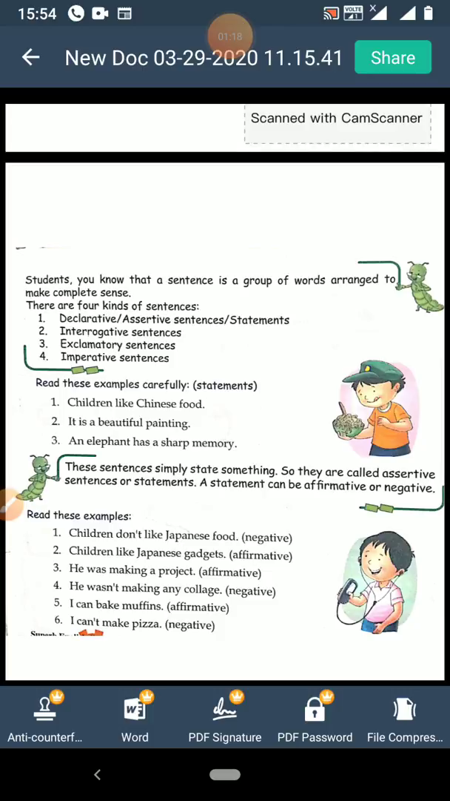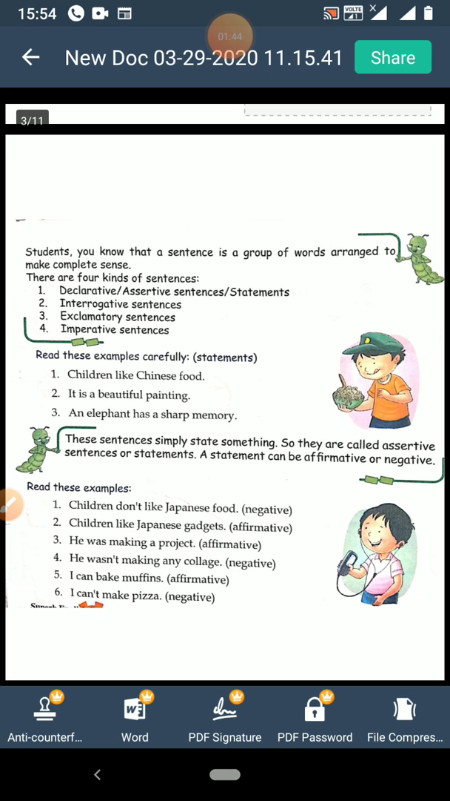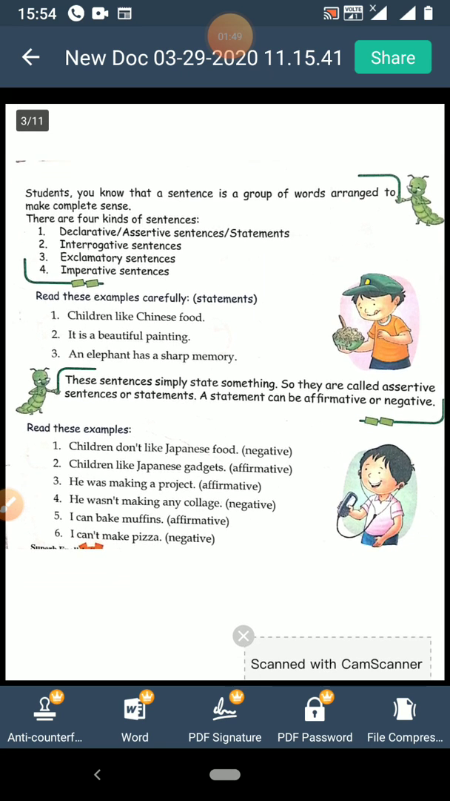Students, you know that a sentence is a group of words arranged to make complete sense. Now, in this video, we shall discuss different kinds of sentences. There are four kinds of sentences. Number one, simple, assertive, or declarative sentences. Second, interrogative sentences, which are also known as questions. Third, exclamatory sentences. And fourth, imperative sentences.